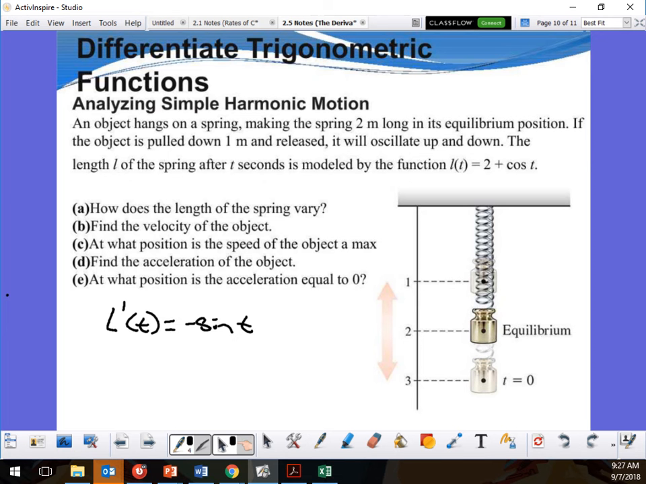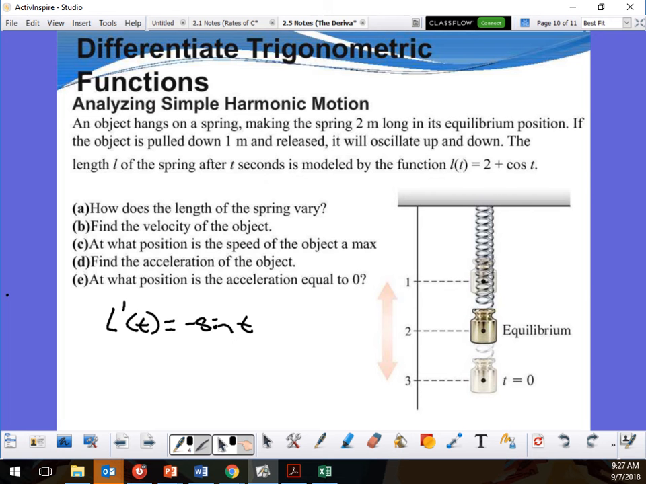So where is its greatest length? 3. When t equals 0. So when t is equal to 0, find the velocity. At what point is the speed of the object at its max? Speed is the absolute value of velocity. So let me see. Wouldn't it be at 2? Because it's increasing until 2 and then it's decreasing until 1, where it's 0 and then it goes back. You're right, sorry.